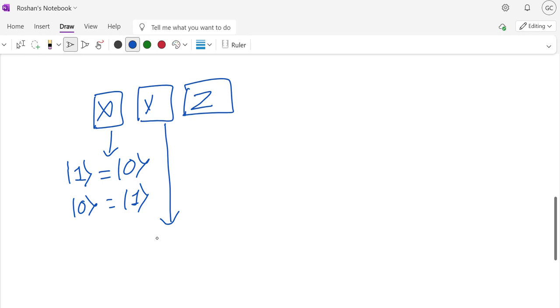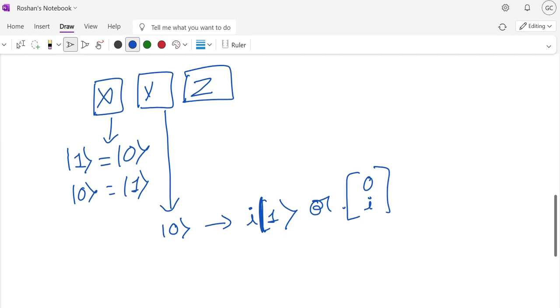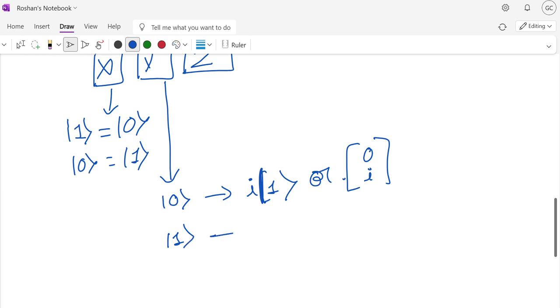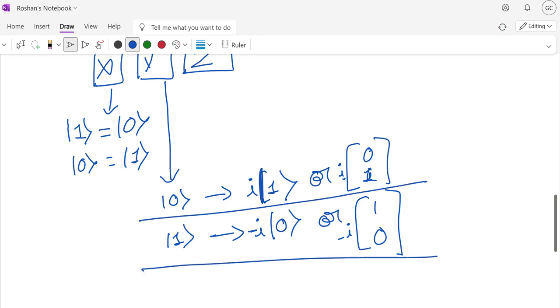So 0 will be returned as i, 1. Or you can write it this way, 0, i. How will it flip? Minus i, 0. Or you can write it as minus i, 1, 0. If you are new to the channel and are worrying about how this came, please refer to the previous classes.